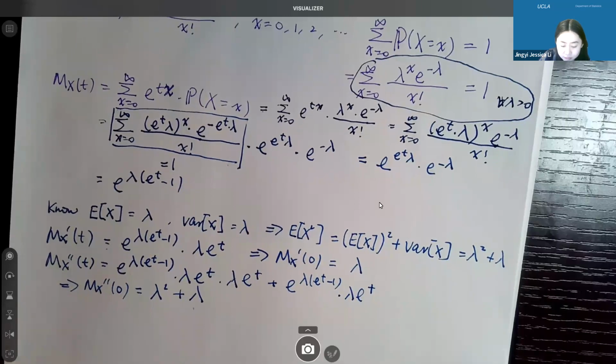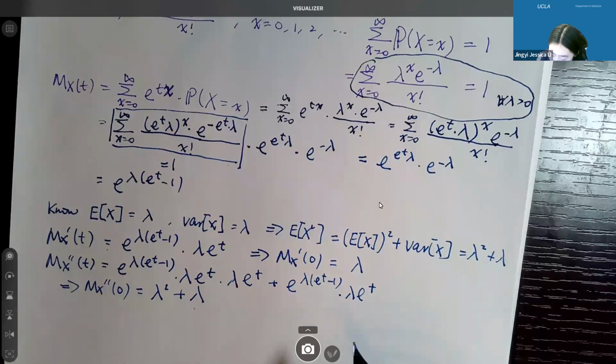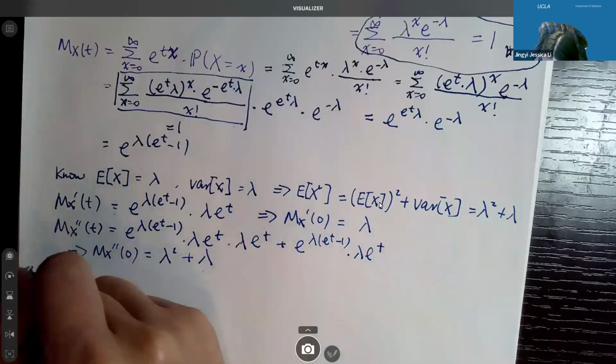Okay, that's the puzzle. So we have shown you 2 examples for deriving the moment generating function for discrete random variables. Now we are going to give you 2 more examples for continuous random variables. So I call this example 3.